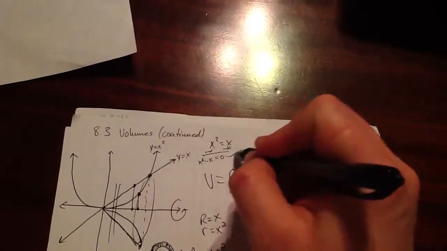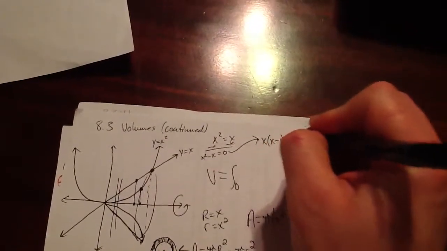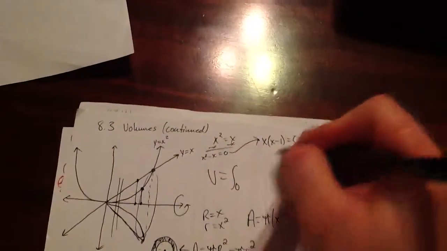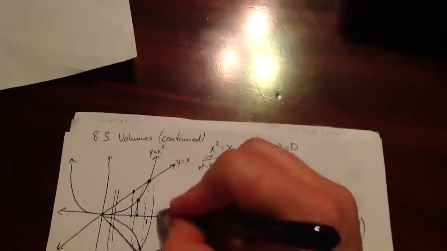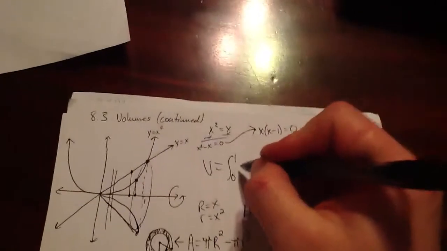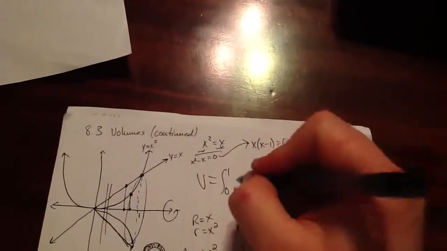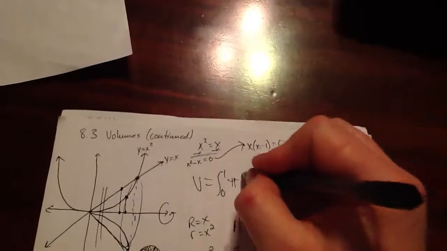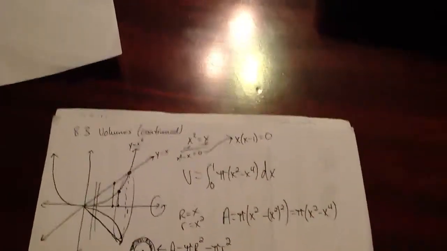This was poorly planned here. So we get x times x minus 1 equals 0. So x equals 0 and x equals 1. So that point is 1. So we're integrating from 0 to 1. I could have pulled the pi out front. It's probably actually easier, right? Because I'm going to put my area, pi times x squared minus x to the fourth, dx.